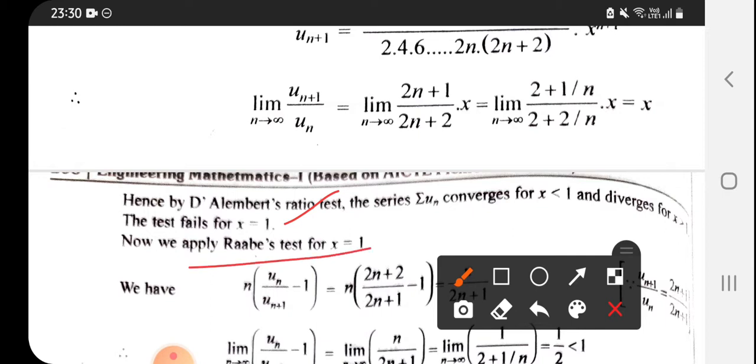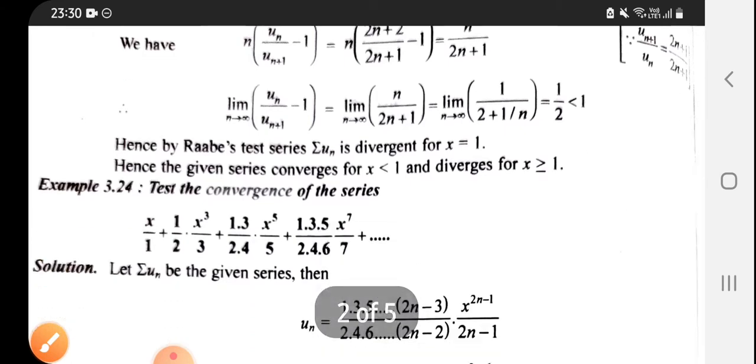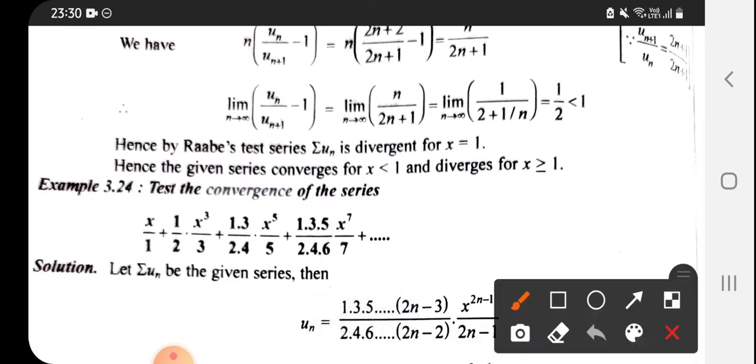And then we apply Raabe's test, n multiplied by (un upon un plus 1 minus 1). So this is the expression, and applying the limit we get 1 by 2, which is less than 1. Therefore, by Raabe's test the series is divergent.